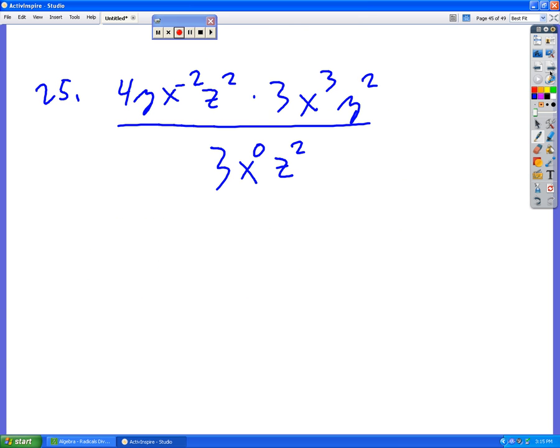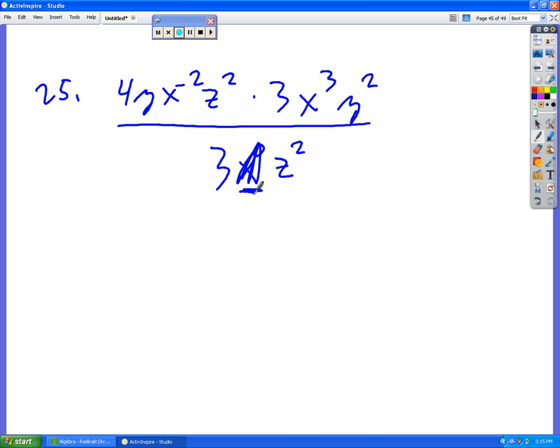Next, let's go to 25. This time it's division. Well, we do it the same basic way. Do we have any zero exponents? Yes, on the bottom, right here. X to the 0. X to the 0 is 1. It crosses out and is gone. Now, because it's a fraction, we want to simplify the bottom. We want to get rid of all the stuff on the bottom if we can.